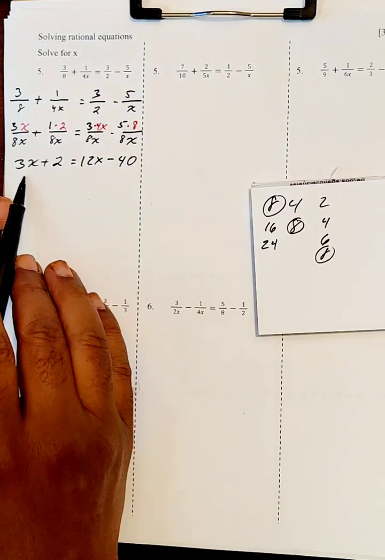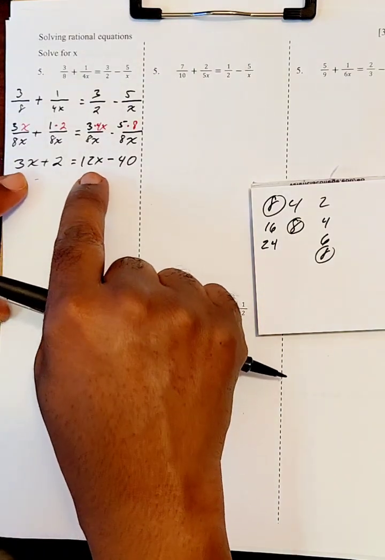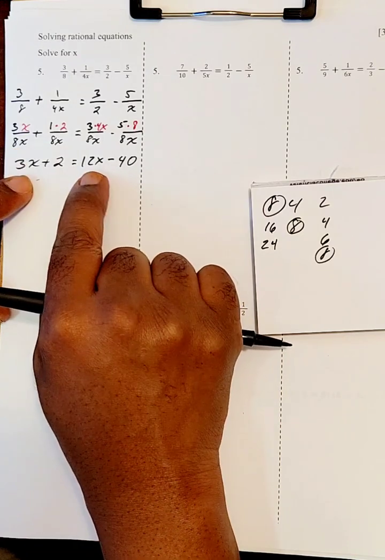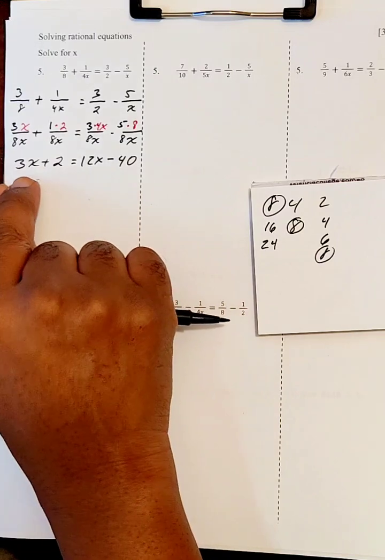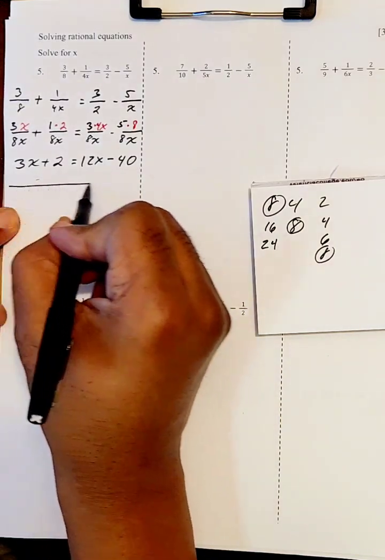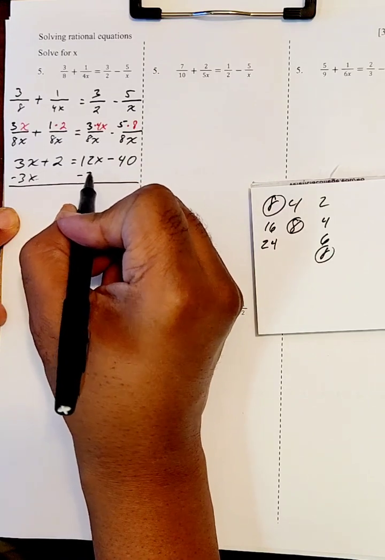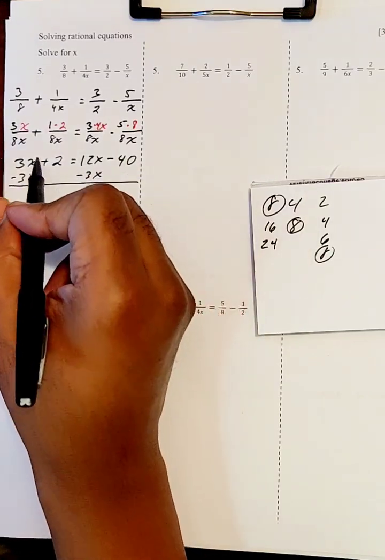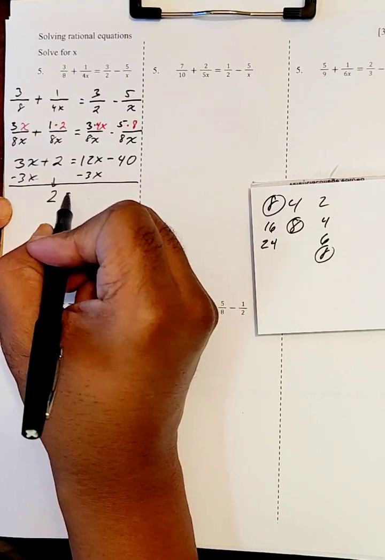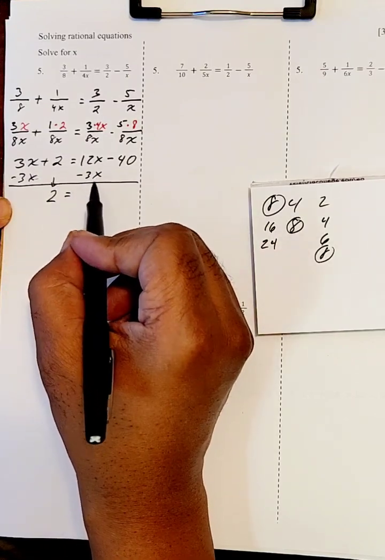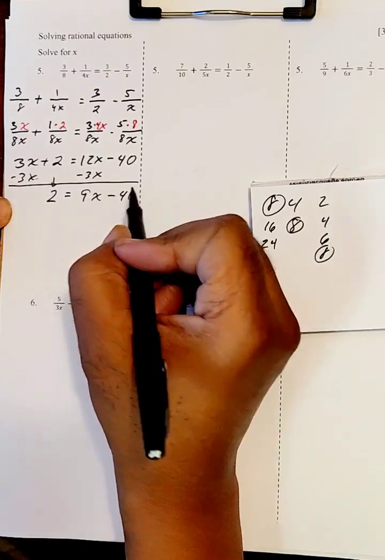Okay, so there's nothing to collect on both sides, so we're going to see if we can get our x's all on one side. I have 3x's over here, 12x's over here. We're going to get rid of the smaller number of x's, which is the 3x. So minus 3x. And what we do on one side, we do on the other side. So minus 3x. This cancels out, and the 2 drops down, equals. These two combined give us a 9x, and then the minus 40 comes down.